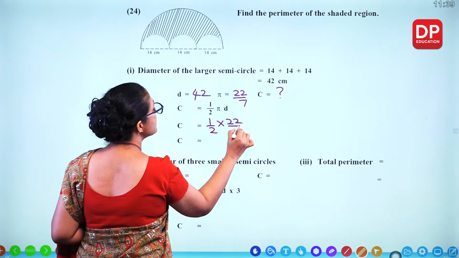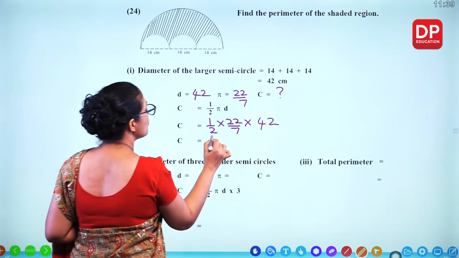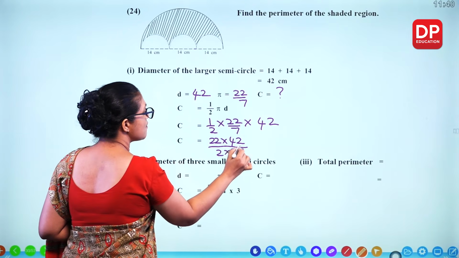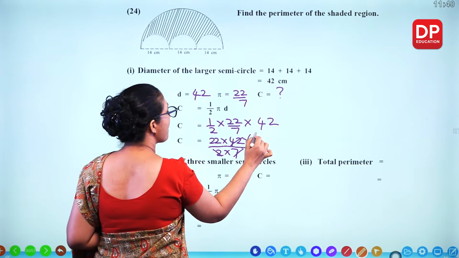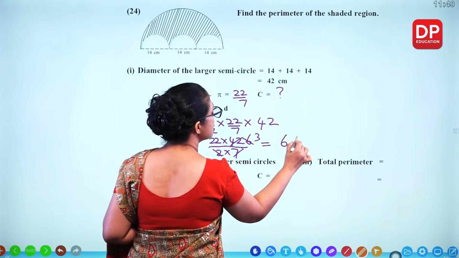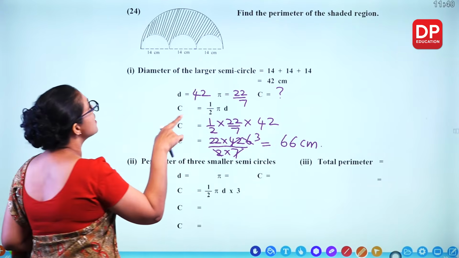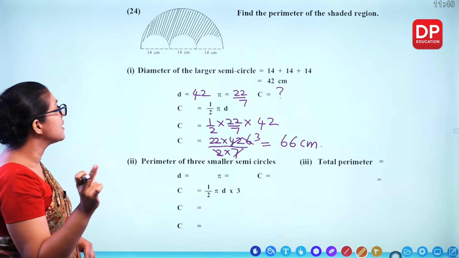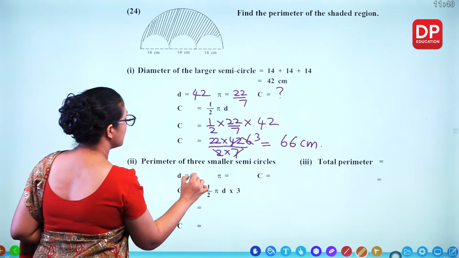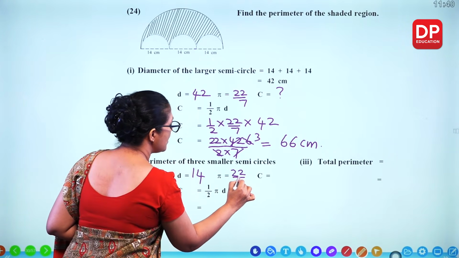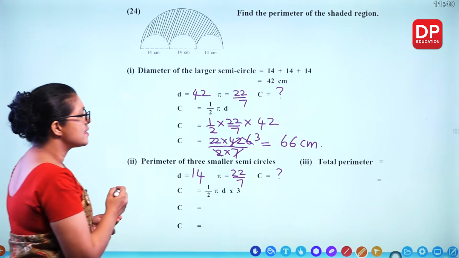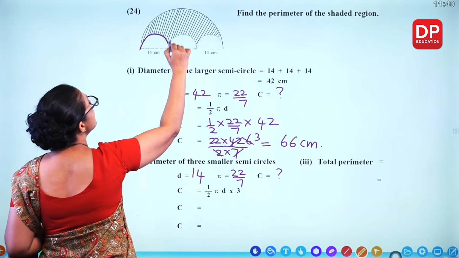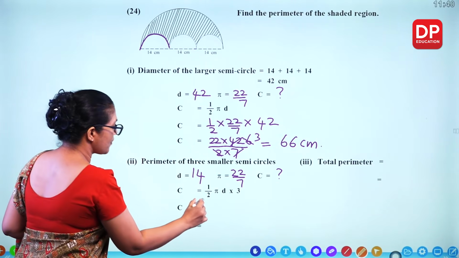Pi is 22 over 7. D is 42. So you get 22 into 42, and here 2 and 7. 7 times 6, 2 times 3. So you get 66 centimeters for the bigger semicircle. Now what's the diameter of the smaller semicircle? 14. Pi is 22 over 7. Now we need to find the circumference and multiply it by 3 because there are 3 semicircles.